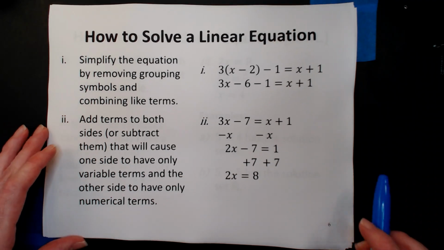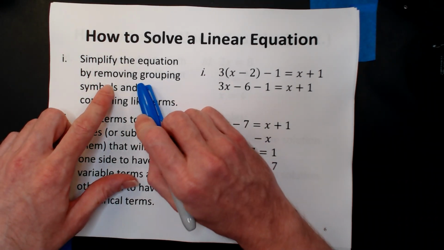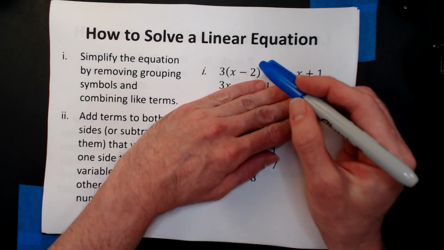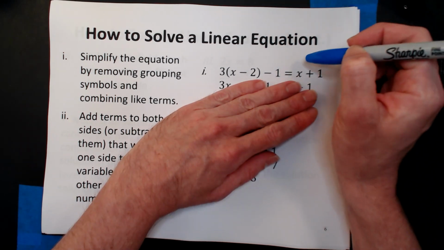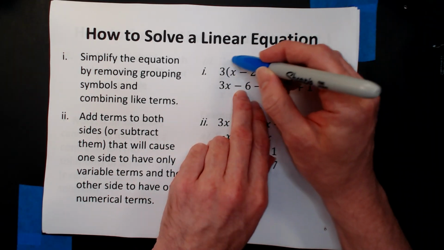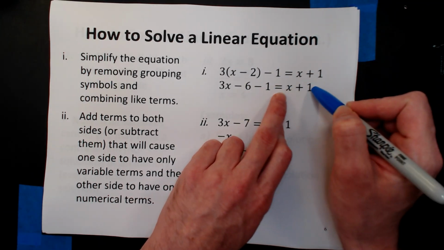So how to solve a linear equation? To simplify the linear equation, we begin by removing the grouping symbols and combining like terms. So first thing we do here when we have this equation is that we'd say, okay, we're going to distribute this 3 and get rid of all our parentheses. So here we have 3x minus 6, because 3 times 2 is 6, minus 1 equals x plus 1.